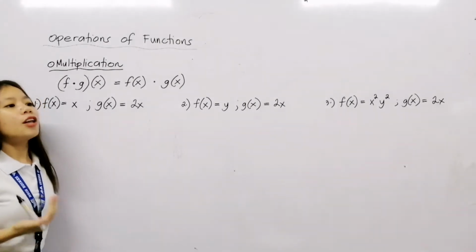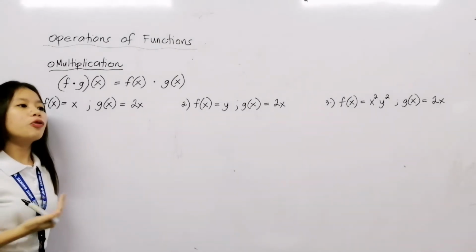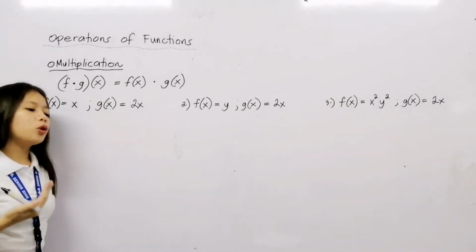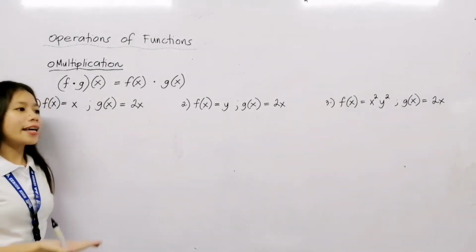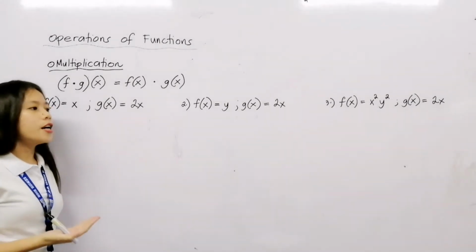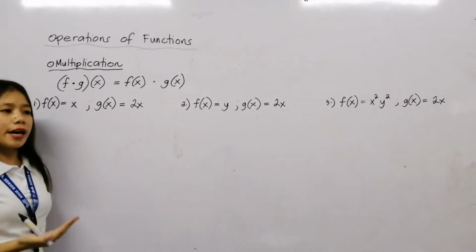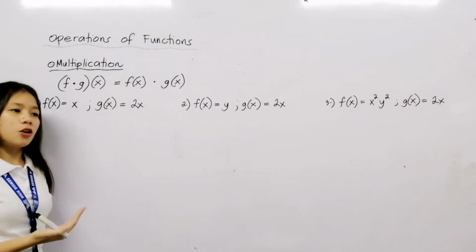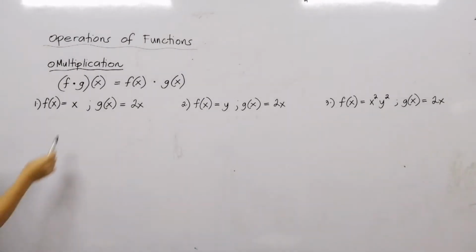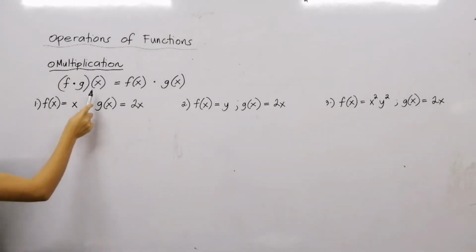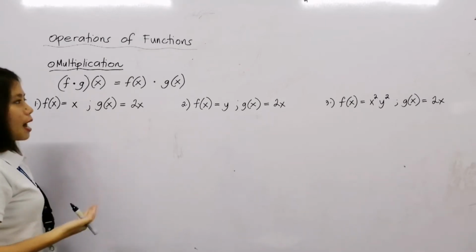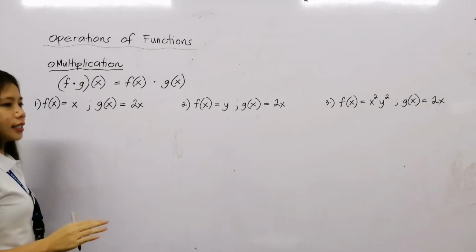So now, what is the notation or the formula that we need to follow for us to be able to obtain, compute, or find the product of two particular functions, which are the function f or the f of x, or the function g or the g of x? We have here f multiplied to g of x is equal to f of x multiplied to g of x.